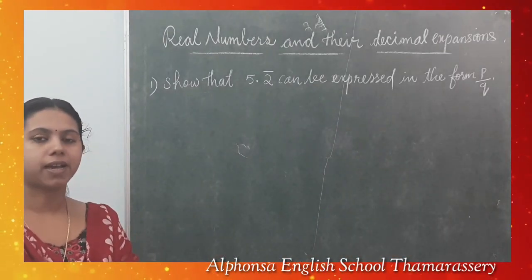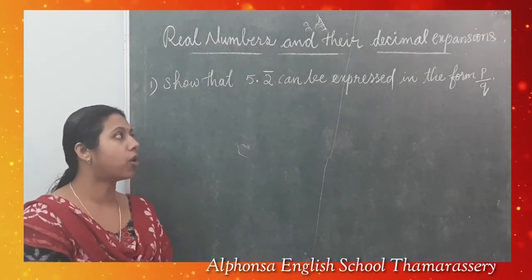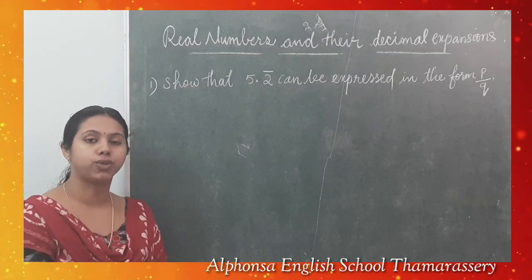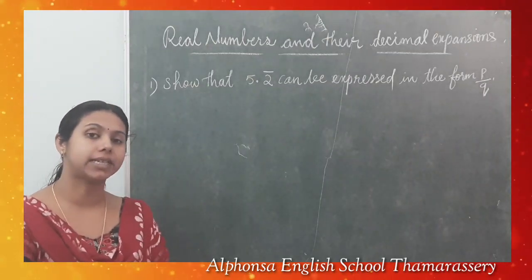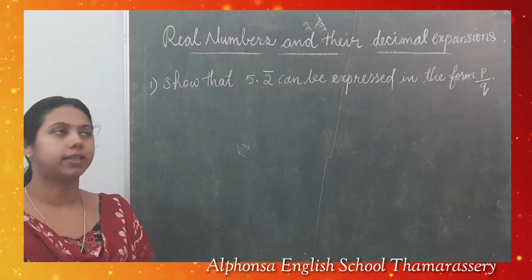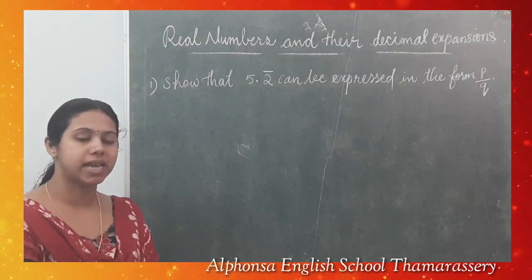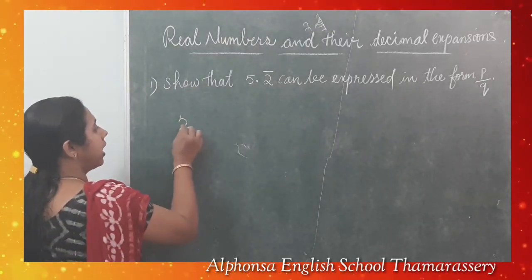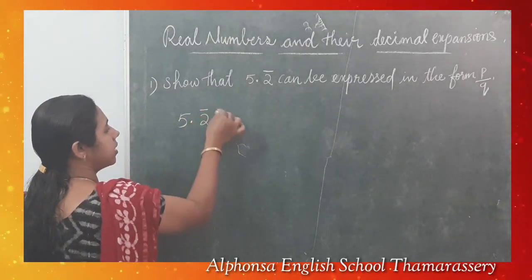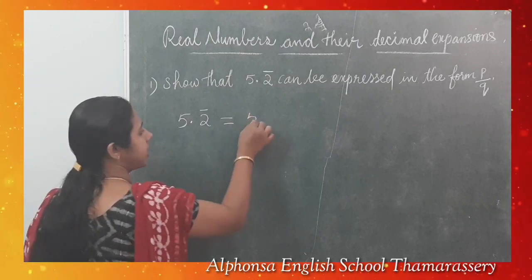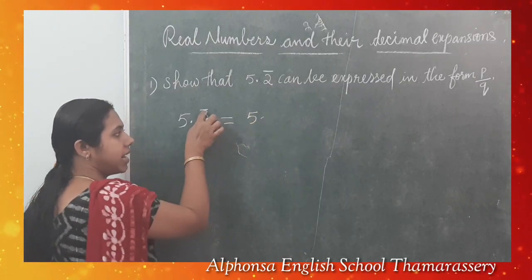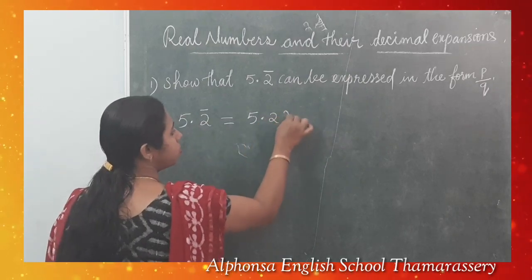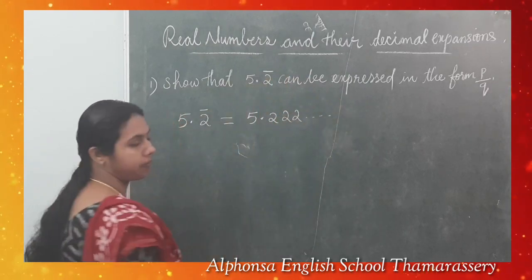Let us see one more example. Show that 5.2 bar can be expressed in the form p by q, where p and q are integers and q not equal to 0. That means show that this number is a rational number. So 5.2 bar we can write as 5 point, and the bar indicates that the digit is repeating, so 5.222 etc.